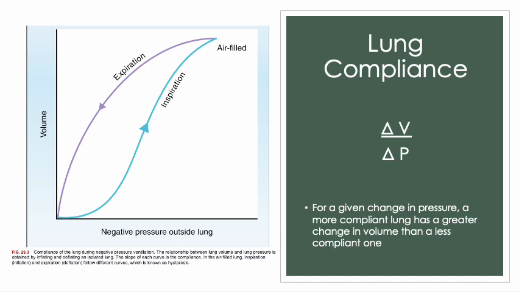During the expiratory curve, or the purple curve, there is less negative or more positive pressure as the chest wall relaxes back to the resting level and the volume of air in the lung is expelled. So again, lung compliance is defined as a change in volume over change in pressure, and for a given change in pressure, a more compliant lung has a greater change in volume than a less compliant lung.